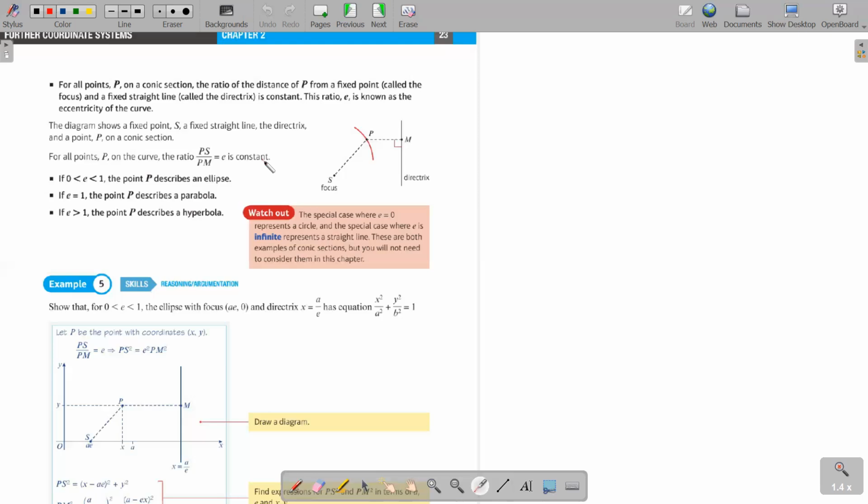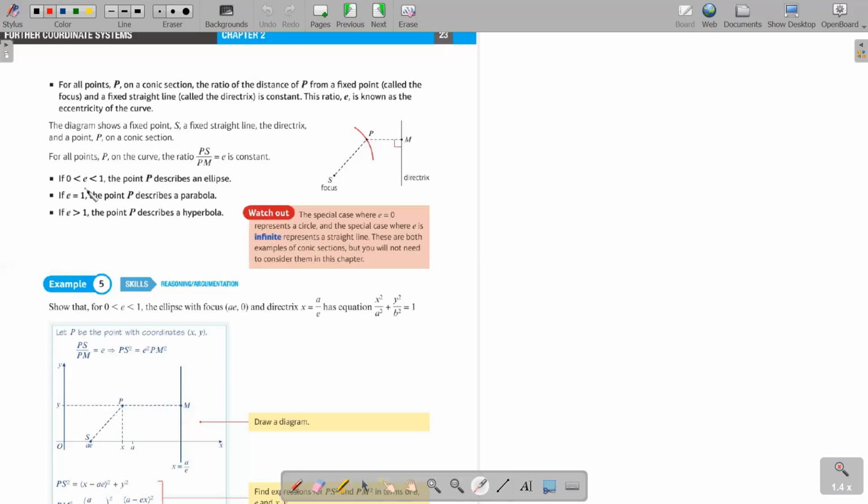It's one value. If you take the hyperbola, PS over PM is a different constant for the hyperbola. For the entire hyperbola, you have that value constant throughout every point on that curve. The PS over PM ratio is constant for every single point on the curve. So you get what I'm trying to say. So this is called E and it is constant.